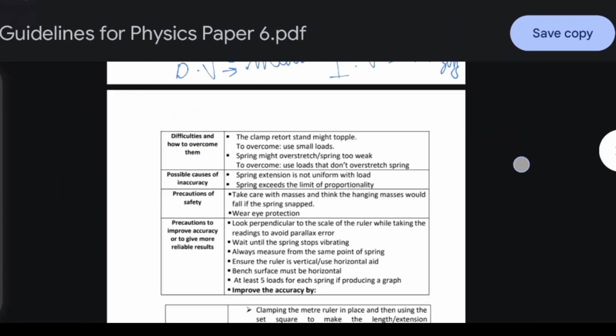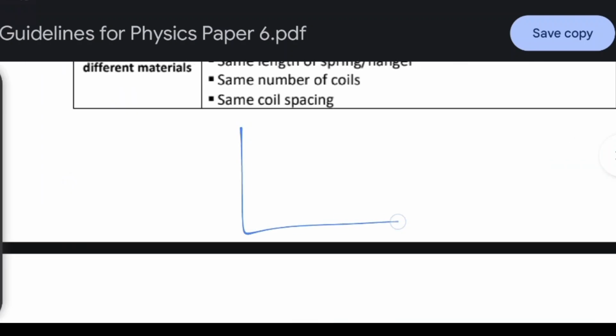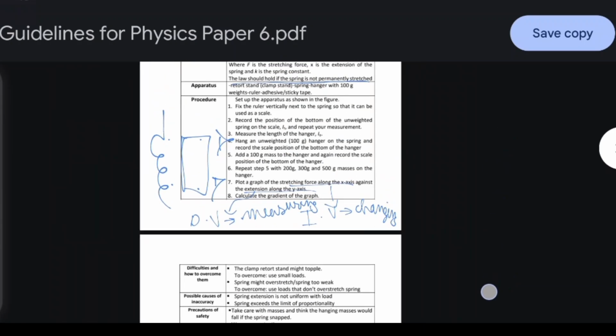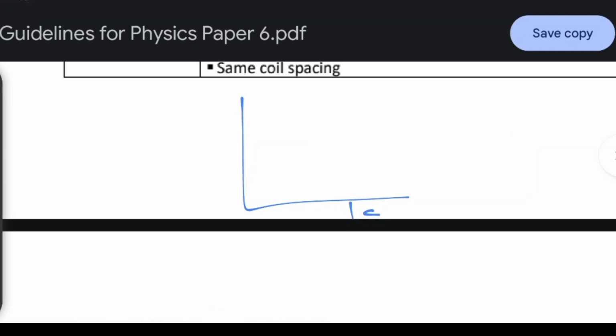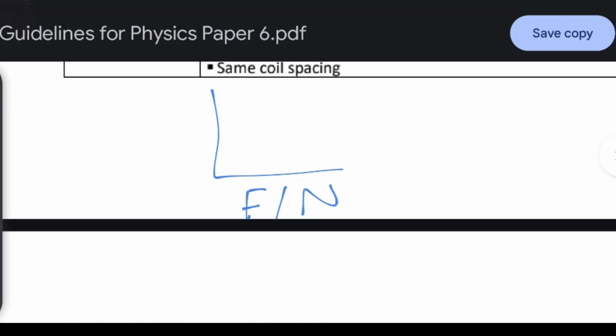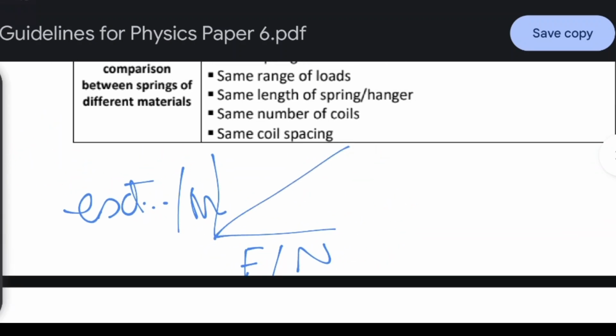Then you'll calculate the gradient of the graph. Why you calculate the gradient is, when you take the force, the stretching force, on the x-axis, let me just redraw it. When you take force in Newtons on the x-axis and the extension in meters or centimeters, your line will be a straight line passing through the origin, if the spring obeys Hooke's law, of course.